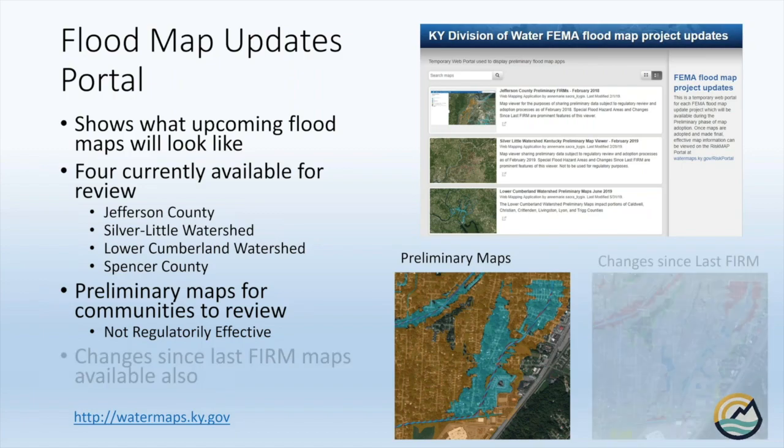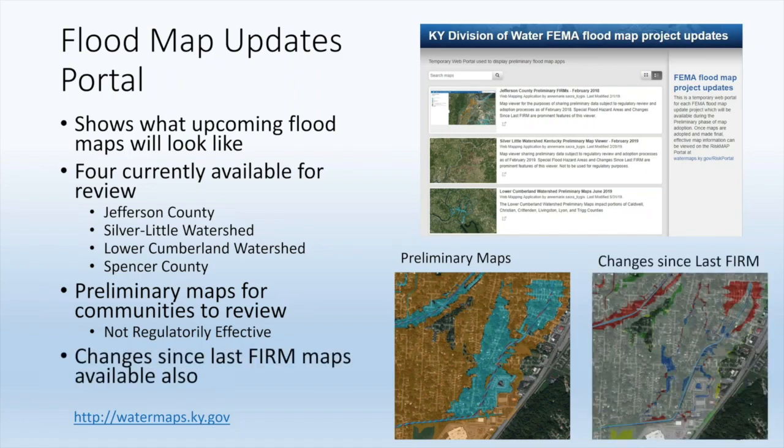So one of the things we're able to do is just show where the changes are occurring since the last flood insurance rate map, so since the last FIRM. You can see in that picture in the bottom right-hand corner of your screen the changes since last FIRM. The unshaded areas weren't in the floodplain before, they're not in the floodplain now. The areas shaded in gray, they were in the floodplain before, they're still in the floodplain. They don't have any changes.